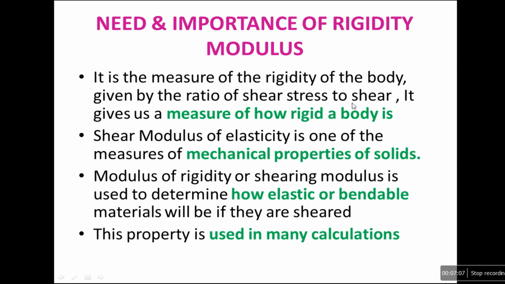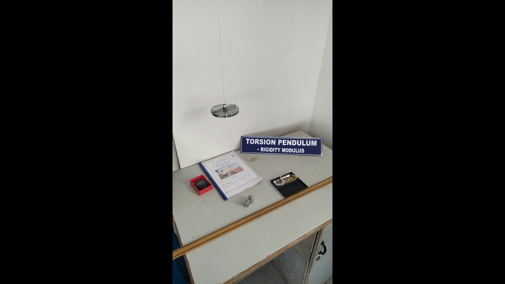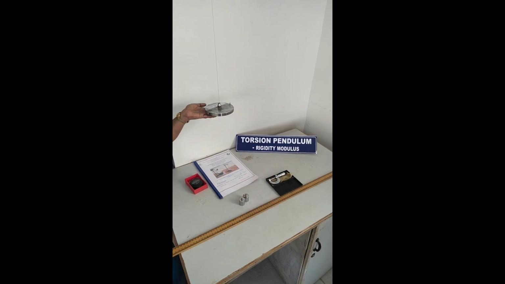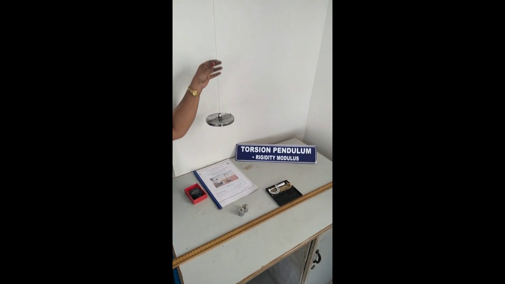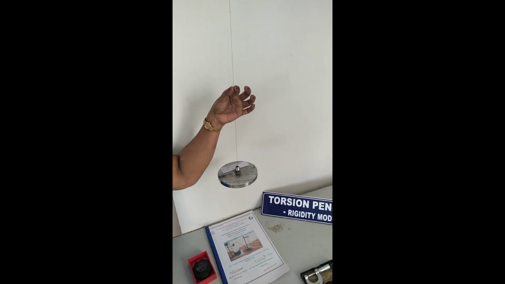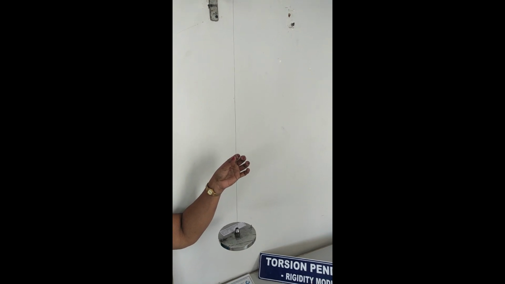Okay, now we will move to the experimental part. In this laboratory session, we are going to discuss how to determine the rigidity modulus and moment of inertia using a torsion pendulum. This is the torsion pendulum experimental setup. It consists of one thin wire. For this thin wire, we have to find out the rigidity modulus.